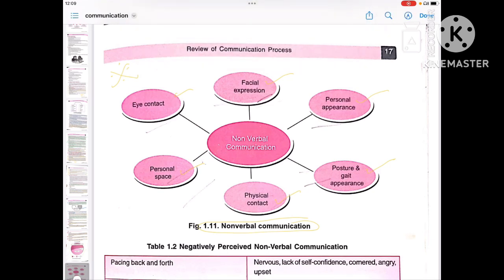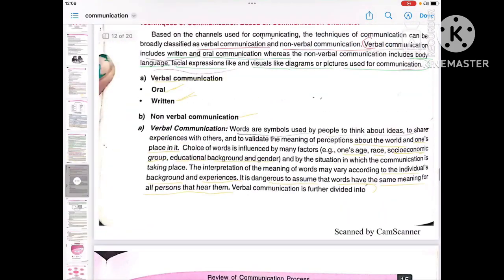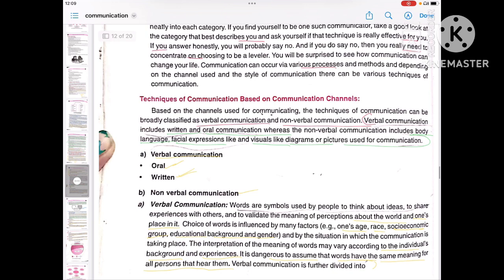This much we have studied. So this is about techniques of communication based on the communication channels.